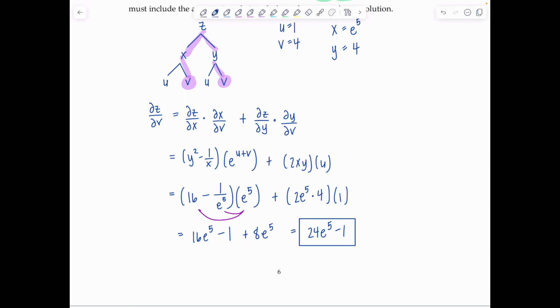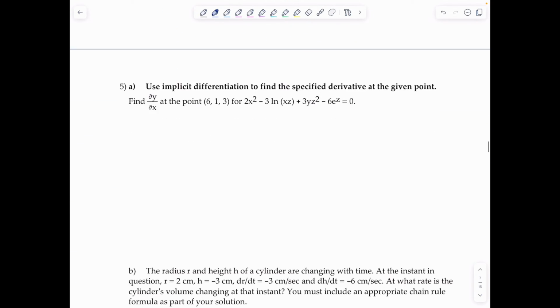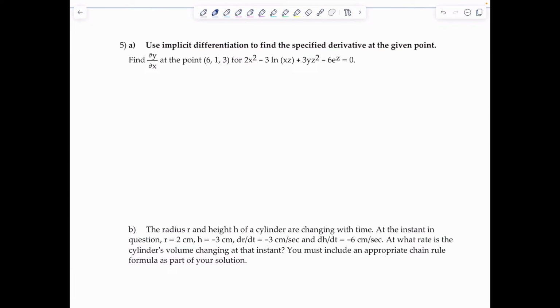Good? Great. Most of them did just fine on this problem. Okay, next one, 5a. Use implicit differentiation to find the specified derivative at the given point. We need to find del y, del x at the point 6, 1, 3 for the following function. So if I call this capital F of x, y, z, we can use that little shortcut formula I showed you guys in the lecture.